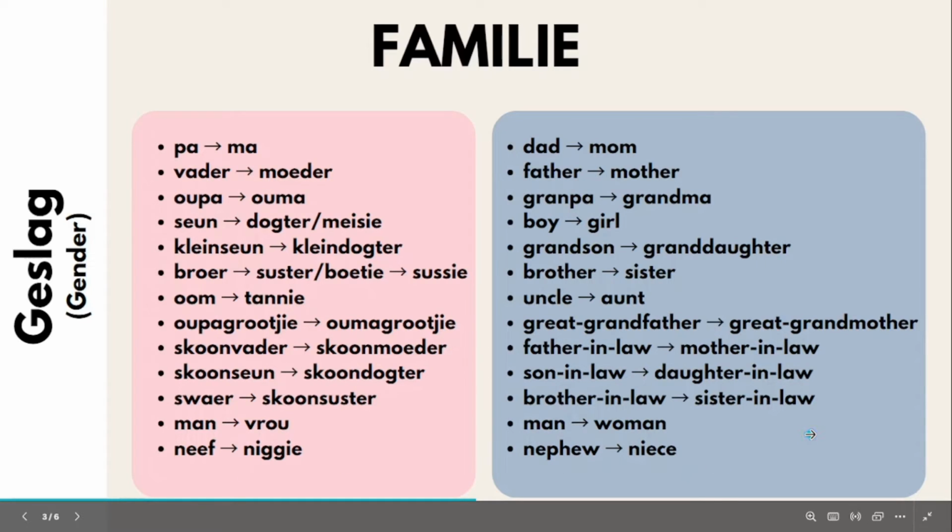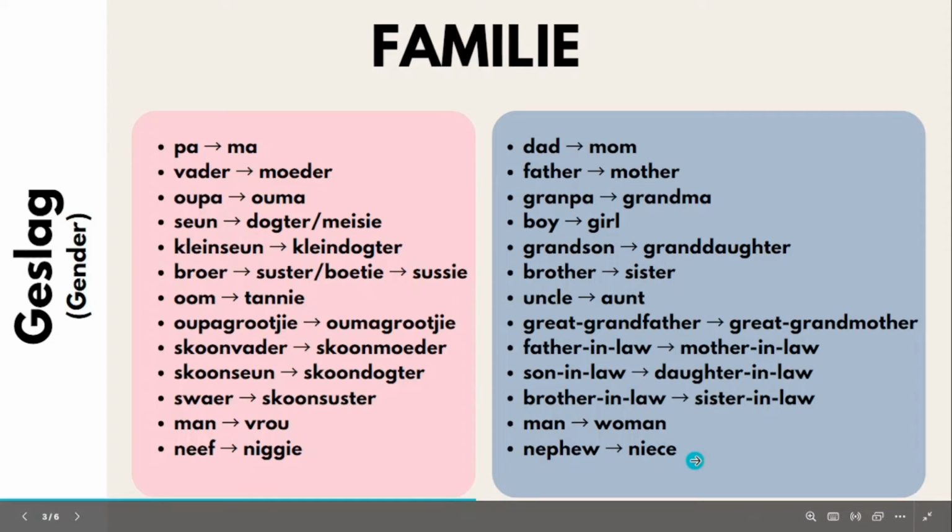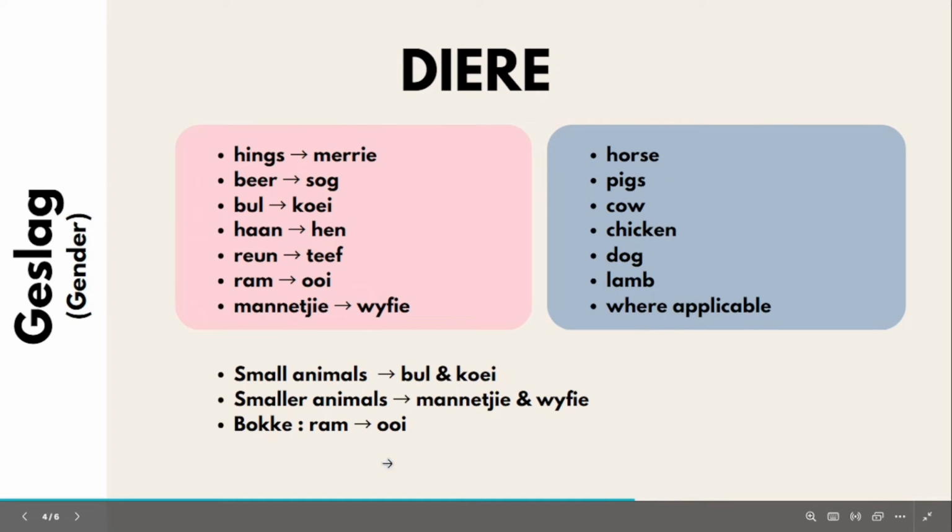So if you know your nephews and nieces as, let's say, cousins or brothers or sisters, you have to make sure that you know the difference between nephew and niece. I've seen a lot of people make the nephew to be the girl and the niece to be the guy, but it's the opposite. Then in Afrikaans, neef is the boy and niggie is the girl.